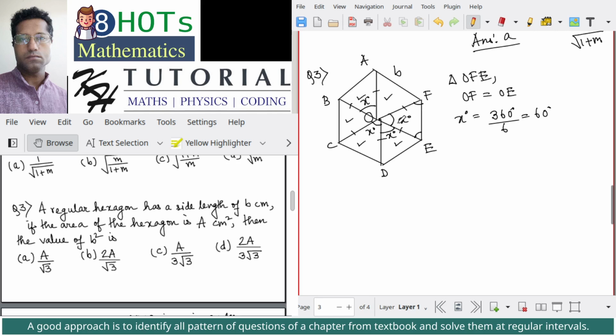So if x is 60 degrees, then in triangle OFE we have angle FOE is equal to 60 degrees, and also we have angle OFE is equal to angle OEF. If you do a little bit of mathematics, it will clearly indicate that the other two angles are also 60 degrees, so triangle OFE is equilateral.